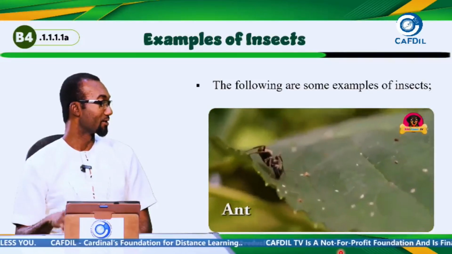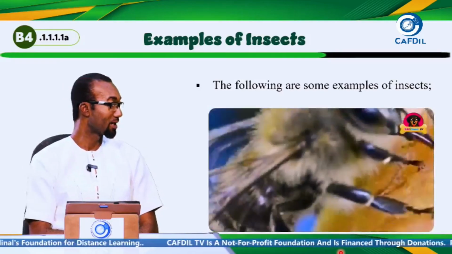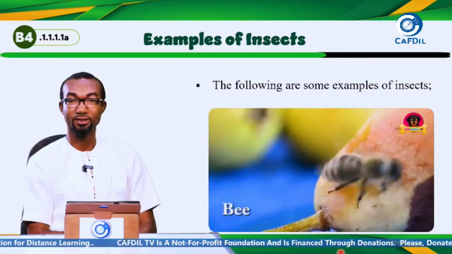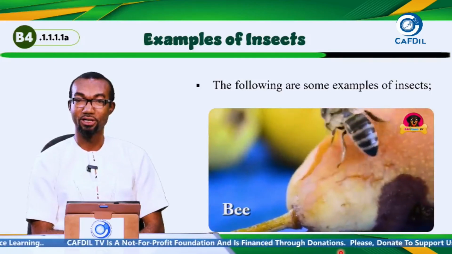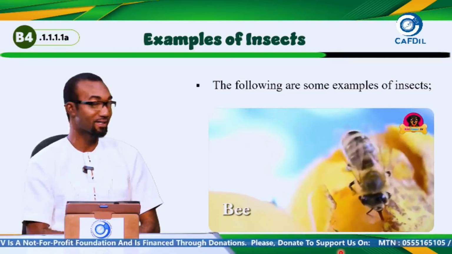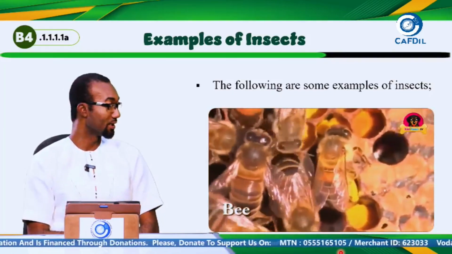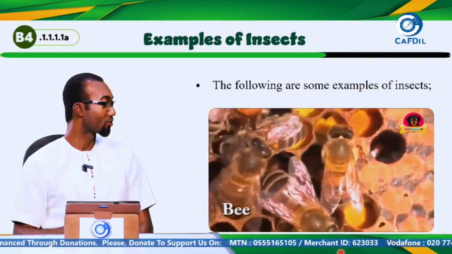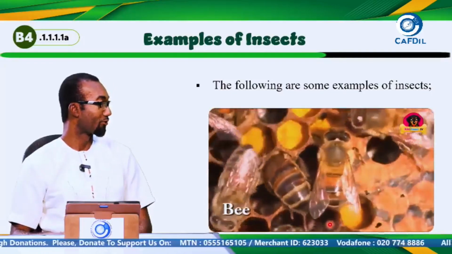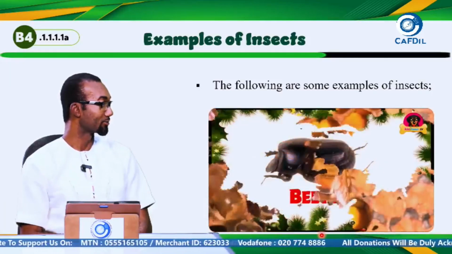As you see them here. So ants is also an example of an insect. The next one is the bee. I hope you have seen a bee before. Even if you haven't seen one before, I know that you know some of the things bees do for us. They give us honey to eat. So the bee is also an example of an insect.